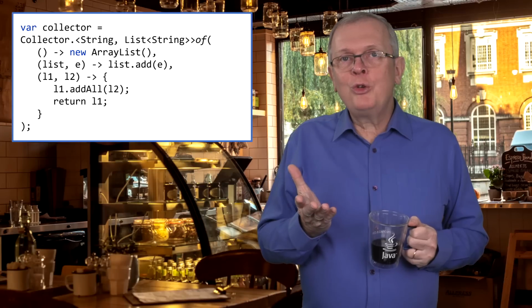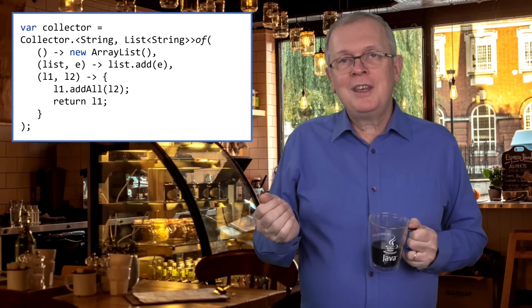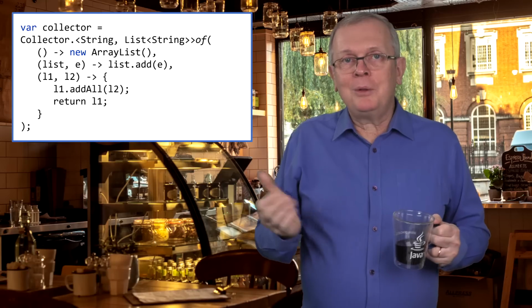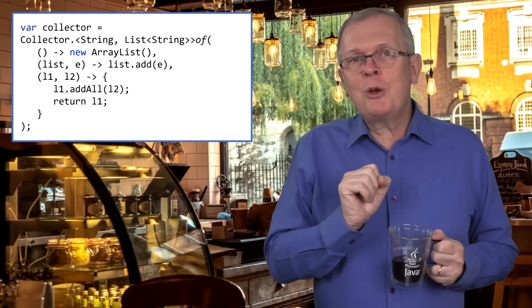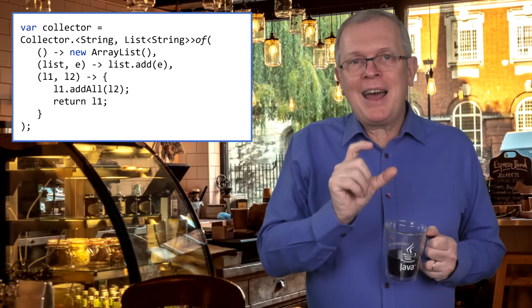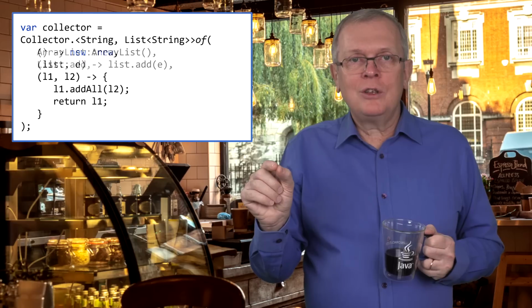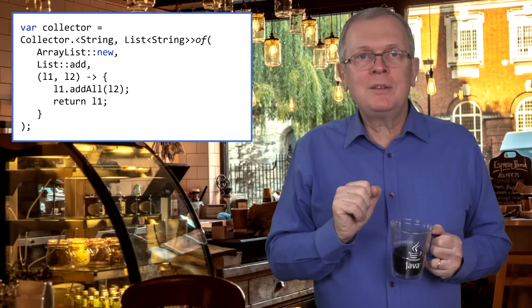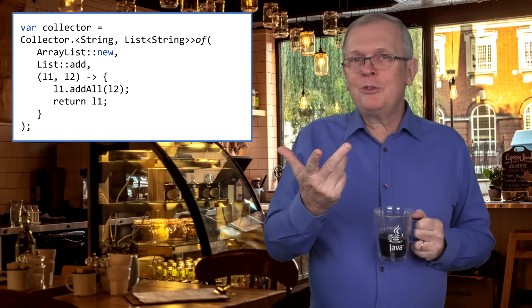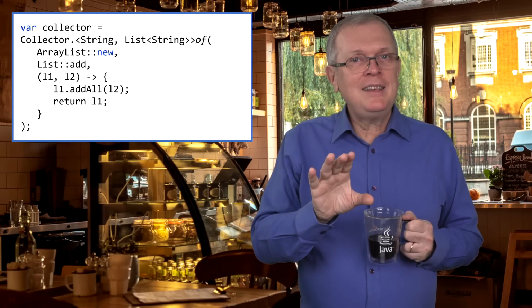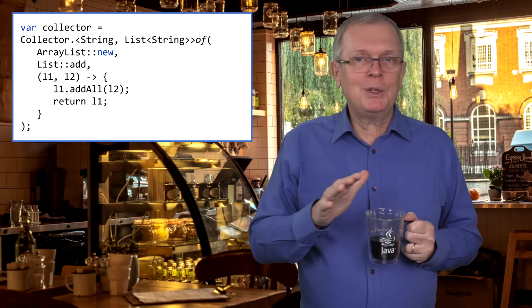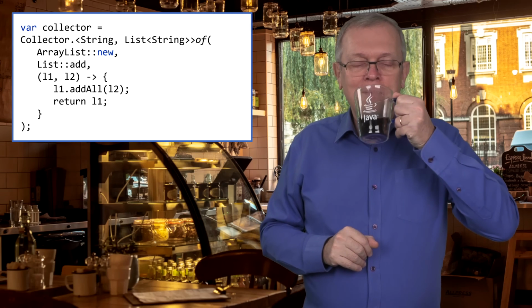In the case of our good old friend Collectors.toList, it's basically addAll, and the same for Collectors.toSet. It's actually slightly more complicated than that because addAll does not return the collection, so you cannot write it as a method reference. With all these three elements, you should be able to create your own groupingBy. It's not as easy as toList, but not too hard neither.